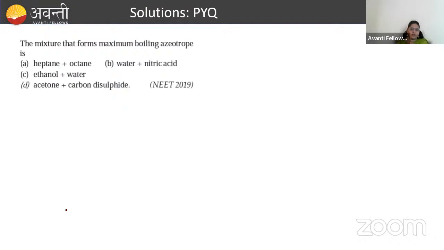The mixture that forms a maximum boiling azeotrope is, yeah, what will be the answer here? Which will form a maximum boiling azeotrope? So what are maximum boiling azeotropes? They are formed by the solutions which show negative deviation from Raoult's law.